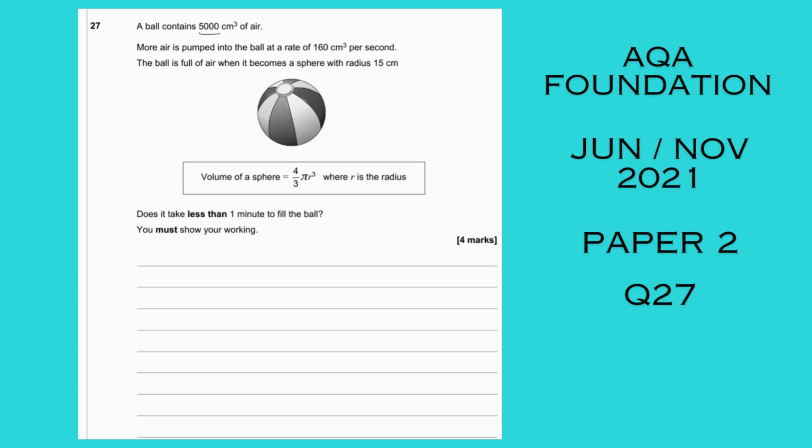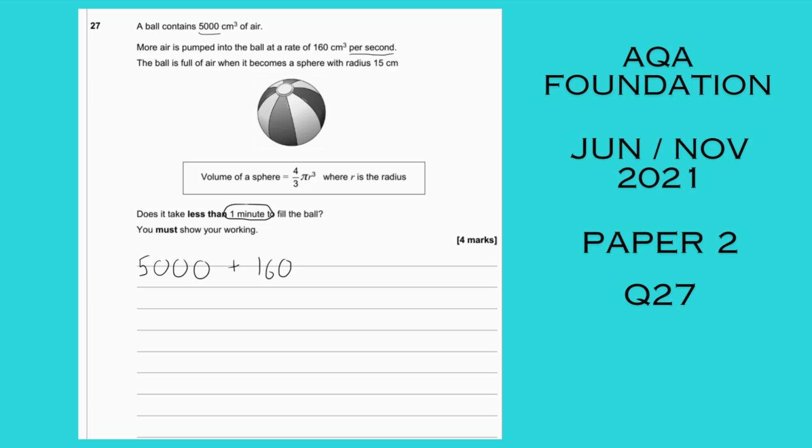So although I normally recommend you take things one line at a time, there's actually a key bit of information coming up, so it goes against my sort of train of thought on this one. But here we go anyway. So, first line, a ball contains 5,000 centimeters cubed of air. So I'm going for 5,000 centimeters cubed. But then on the second line, there's some air being pumped in at the rate of 160 centimeters cubed per second. So bearing in mind what I've said, I'm taking the lead that it's going to take a minute to fill the ball.